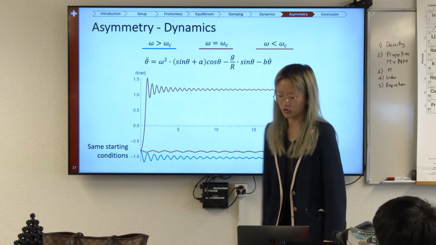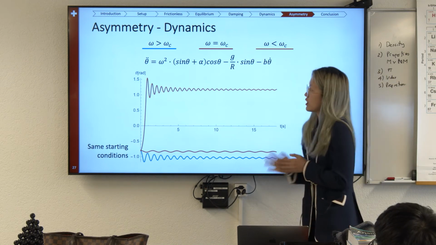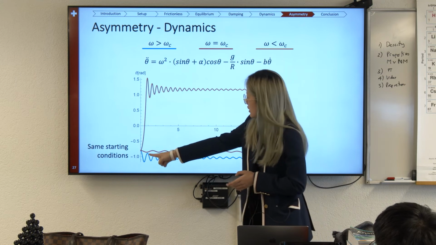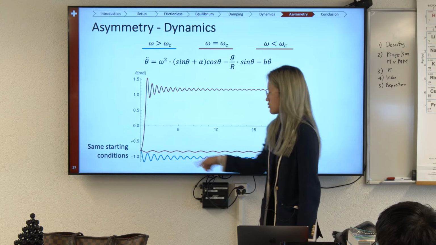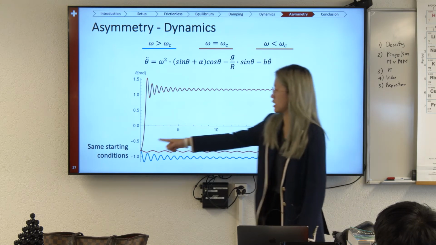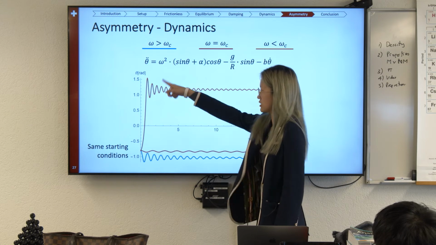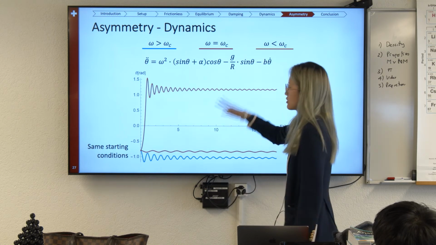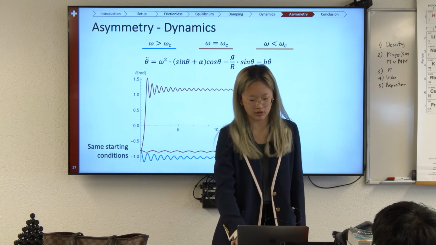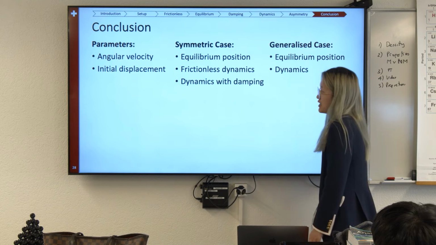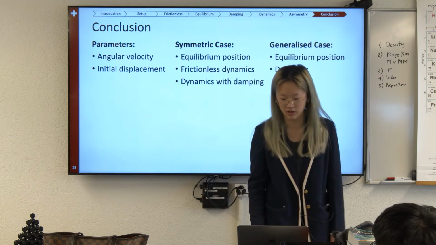From the new equation of motion, using Mathematica again, we can model the trajectory of the bead. This is when the angular frequency is smaller than the critical frequency. It oscillates around where it started, and the same when it equals the critical frequency. And when it's bigger, it oscillates around a new equilibrium position, like the symmetric case.